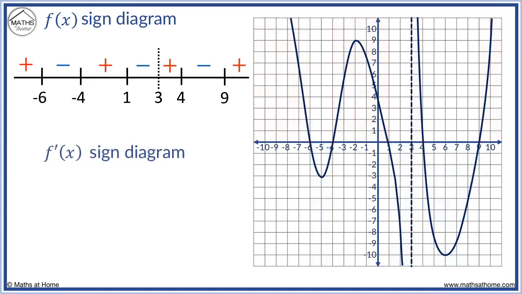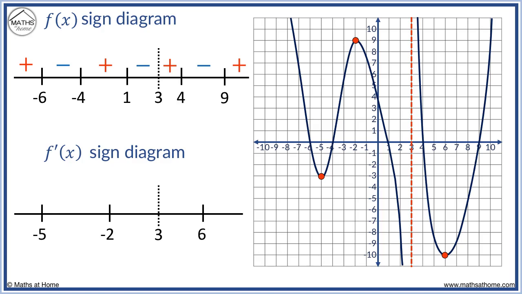Now we will make our f-dash-x sign diagram. We mark the stationary points and the asymptote. We have -5, -2, an asymptote at 3, and 6.